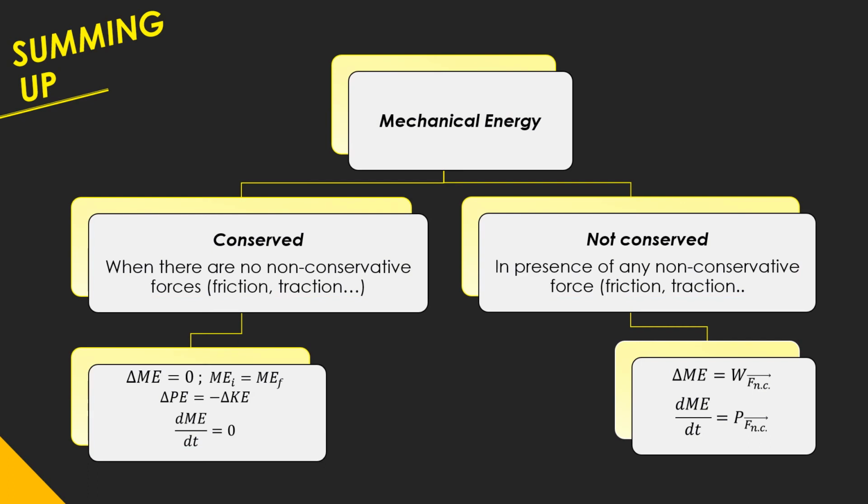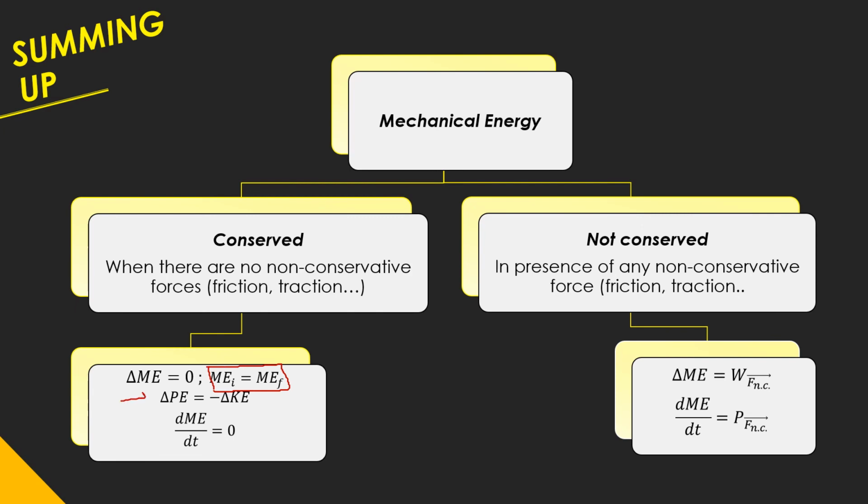Now, mechanical energy can either be conserved or not conserved. If it were conserved, first, when there are no non-conservative forces, in particular friction and traction, keep that in mind. When it is conserved, we use delta ME equals 0. We can also use mechanical energy initial equal mechanical energy final.